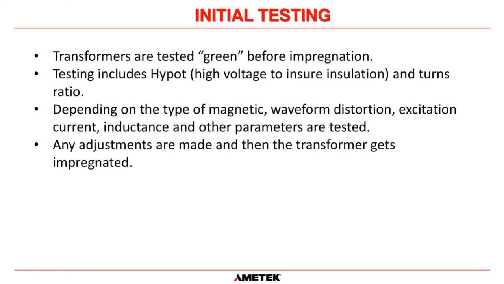Next thing we do is test the machine, the transformer, in what we call green state. Testing includes a high pot, which is just high voltage to make sure the insulation is proper. And we'll check turns ratio. Depending on the type of transformer it is, whether it's an inductor, a ferro transformer, or a battery charger transformer, we may check waveform distortion, excitation current, meaning how much current it takes just to make the transformer operate, inductance, and there's another variety of other parameters that we may end up testing depending on the requirements of the transformer. We make any adjustments that we need to meet the spec, and then the transformer goes for impregnation.